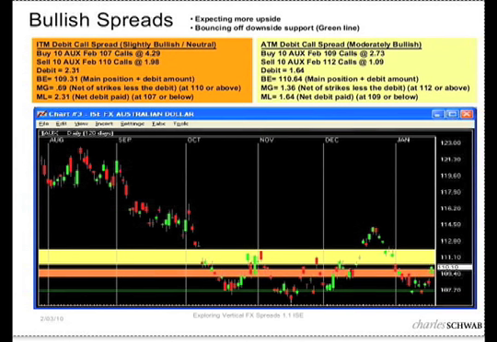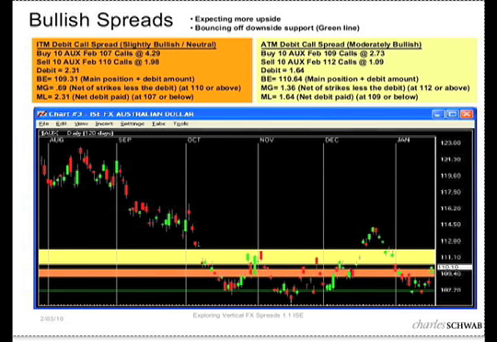Now, once I know the amount of my debit, and I know that this is a 3-point spread, I can easily calculate my maximum gain. It's the difference between the 3-point spread and the $2.31 that I'm paying, or 69 cents. So in this case, again, I've got $2,310 max loss. My maximum gain is going to be $690.